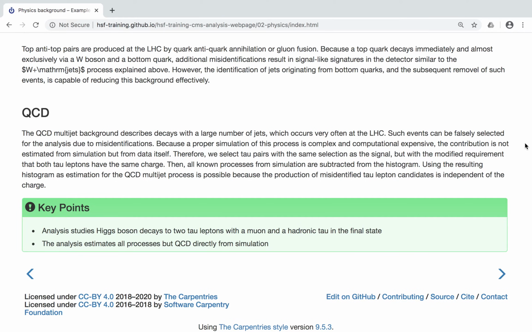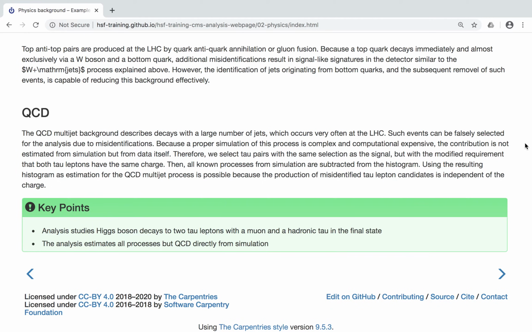So we don't actually simulate the QCD multijet background the way that we simulate every other background that I've discussed so far. We're going to do a data-driven estimation. So we're going to select tau pairs in the exact same way as the signal, but we're going to require taus to have the same charge. If we're looking for a Higgs boson, which should have charge of 0, if we find same sign taus, there's no way this could have originated from a Higgs boson. So we're using the magnets in the detector to distinguish the charge of the object.